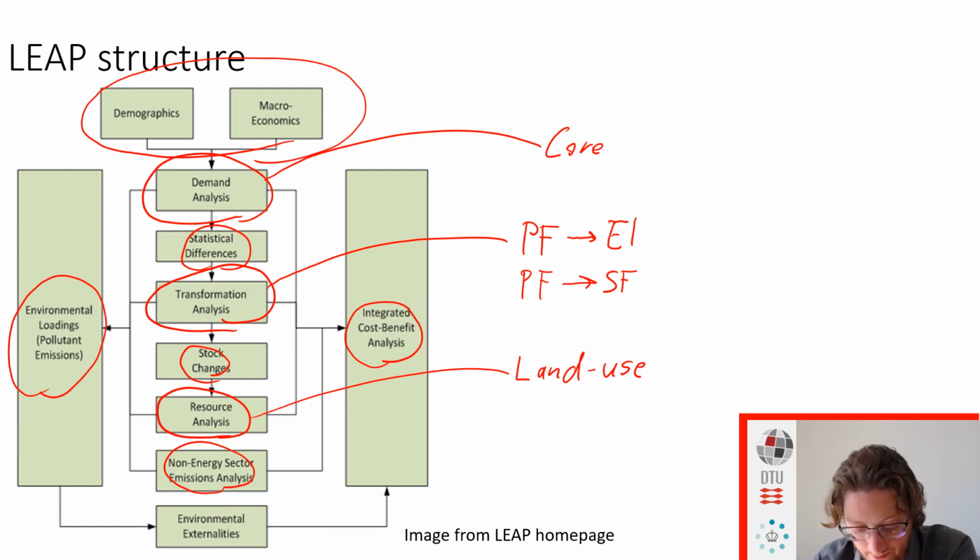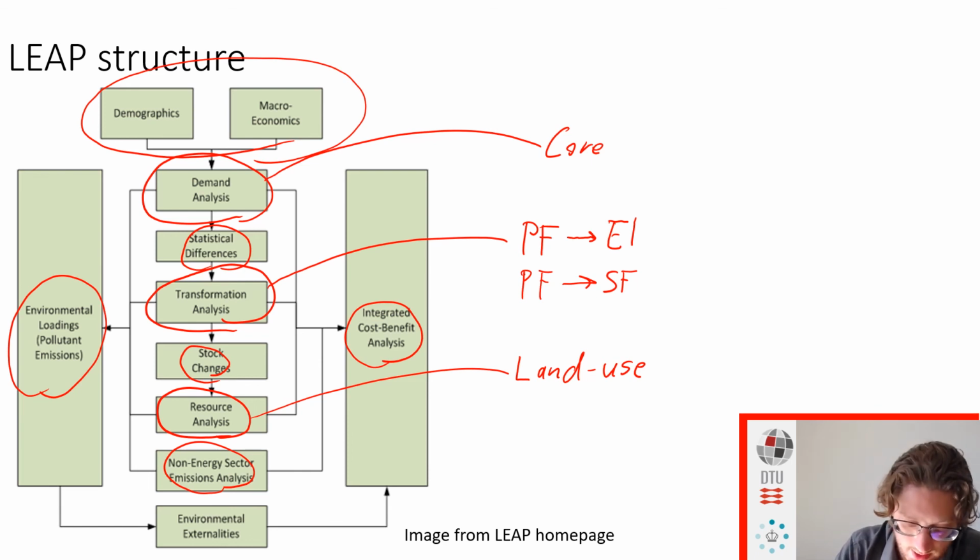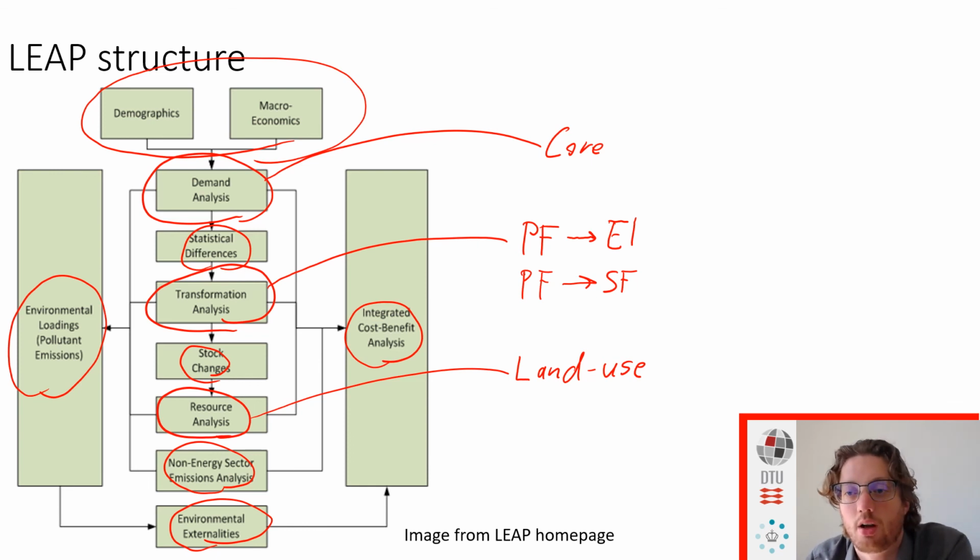And then, of course, environmental externalities, that is something that lies in between. It is a result you can get from inputting the environmental loadings, and you can get the externalities on a non-cost and cost basis. Quite smart. This is what we had for the second video in lesson 1.